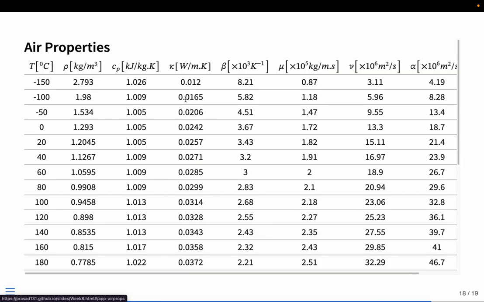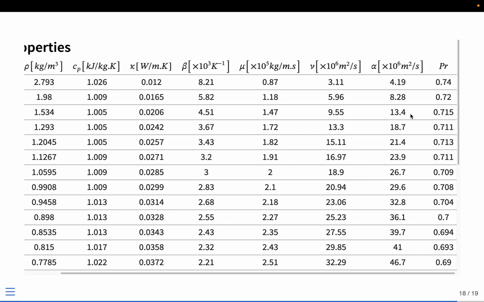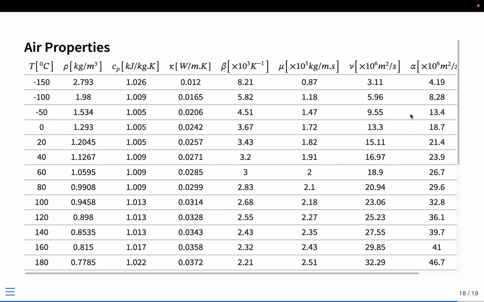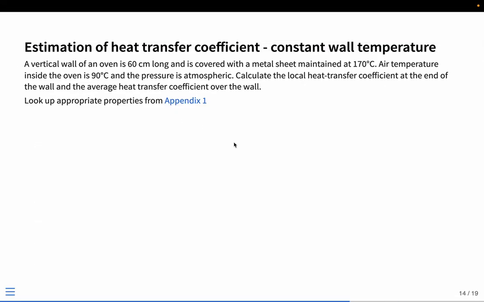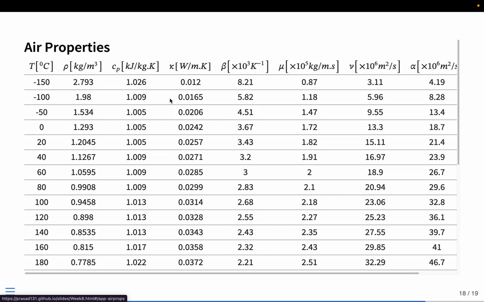And the property values will usually be given to you in a table of this sort. There will be certain temperatures where all these properties are measured, and the temperature that you get would fall somewhere in between, and then you can use a linear interpolation between those two. For example, in this particular problem, the mean temperature is (170 plus 90) by 2, so that would be around 130 Celsius. So for 130 Celsius, you can take the average value between 120 and 140 and get all the property values. So that would be the first step.